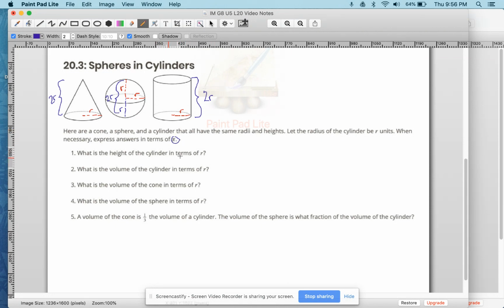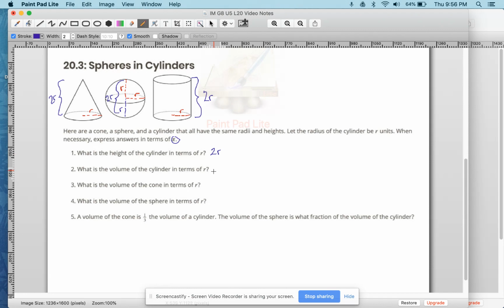So they asked, what is the height of the cylinder in terms of r? And I just answered that for you. It's 2r. And again, we figured that out by looking at the radius of the sphere and knowing the radius of the sphere goes half from the top to the center is 1/2. That's one radii. And then from the center to the bottom is the other. So if we have 2 r's, we can do 2 times r.